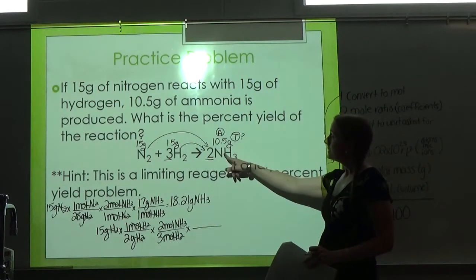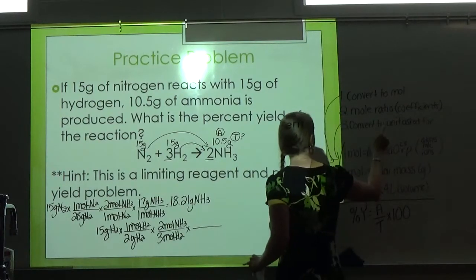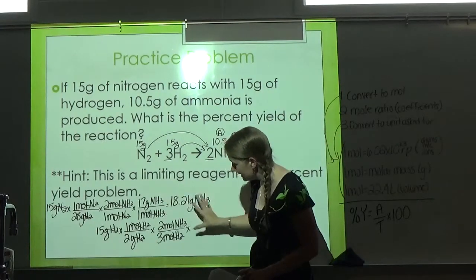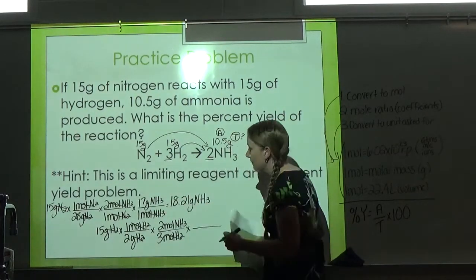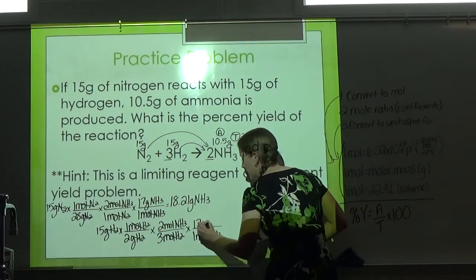All right, last step is convert to unit as score. Well, again, since actual is in grams, I want grams too, so I need to use molar mass. But remember what I told you on limiting reagents problems. We just did grams of NH3, so I can bring that step down. So 1 mole of NH3 is 17 grams.